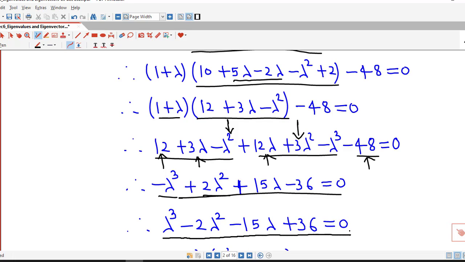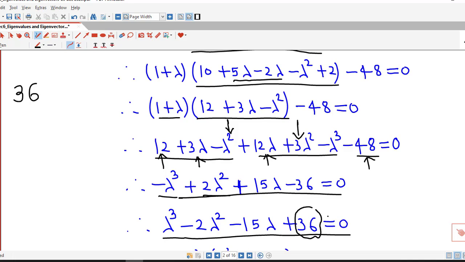So this is the characteristic equation of the given matrix capital A. And we observe that all the coefficients of this equation are integers. Our left hand side is a polynomial with integer coefficients. Now as we know, if we have a polynomial equation with integer coefficients, then an integer solution of this polynomial equation must be a divisor of the constant term, which is 36.